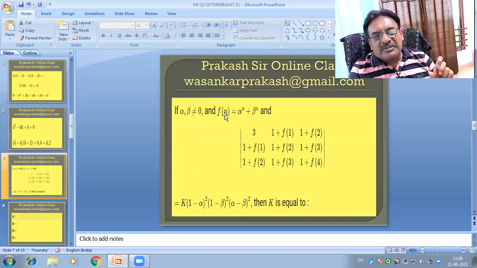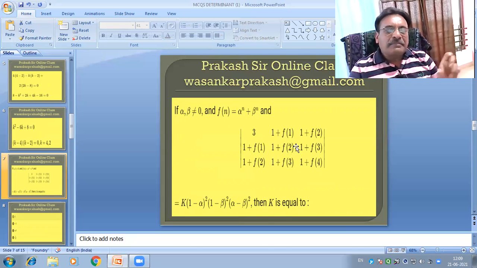Here we put n equals 1, then we get f of 1. f of 1 is equal to alpha plus beta, so here we put alpha plus beta. f of 2 is alpha square plus beta square, so we put here alpha square plus beta square. Similarly, f of 3 is alpha cube plus beta cube. Here we put f of 3 equals alpha cube plus beta cube. f of 4 is alpha to the power 4 plus beta to the power 4.